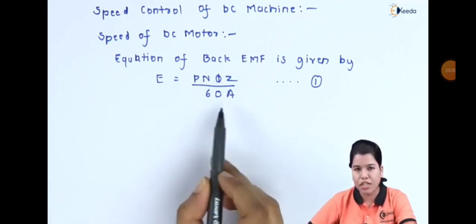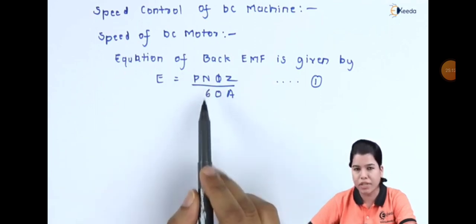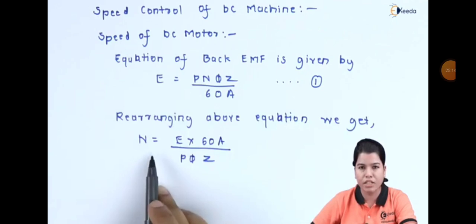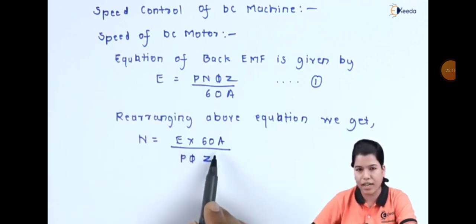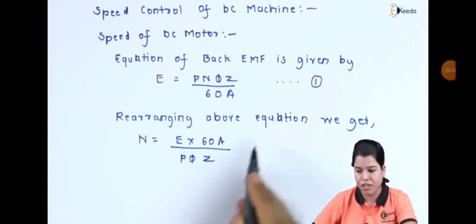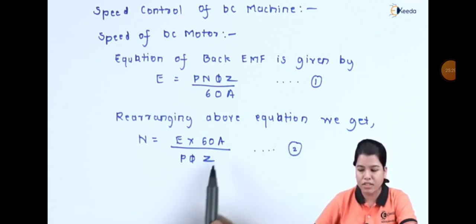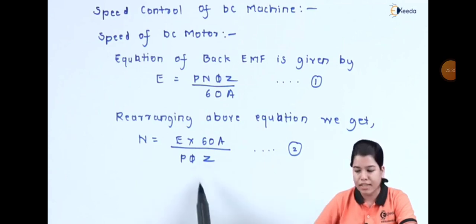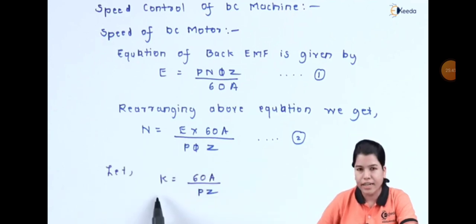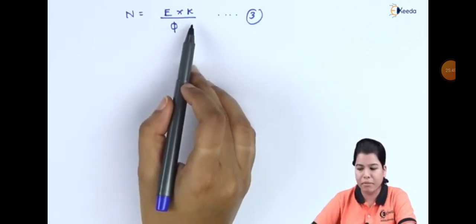Now, in this equation, if we rearrange the terms to find the equation for speed, we get N is equal to E multiplied by 60A divided by PφZ. Equation number 2. Now, in DC machine, the number of poles P, Z, that is total number of conductors, and A, that is total number of parallel paths, are always constant. So let us assume them as a constant, which is denoted by K. Hence, let K is equal to 60A divided by PZ. Substituting this K in equation 2, we get N is equal to E multiplied by K divided by φ.